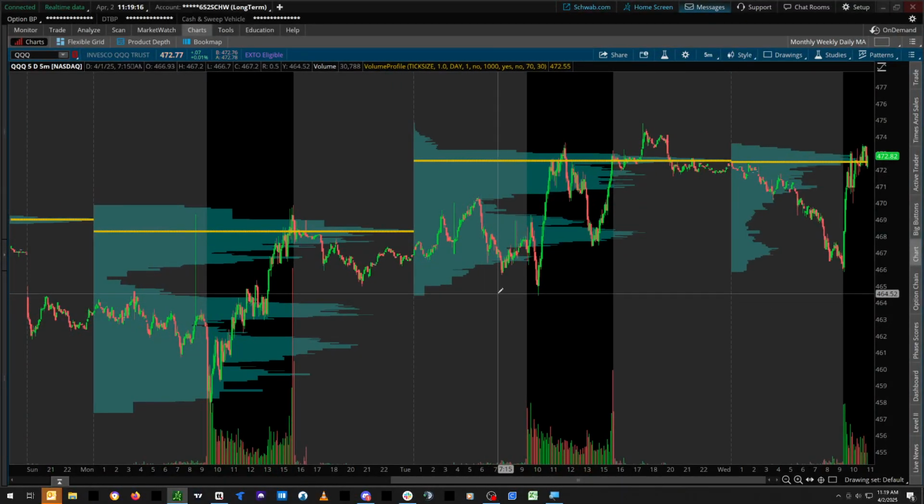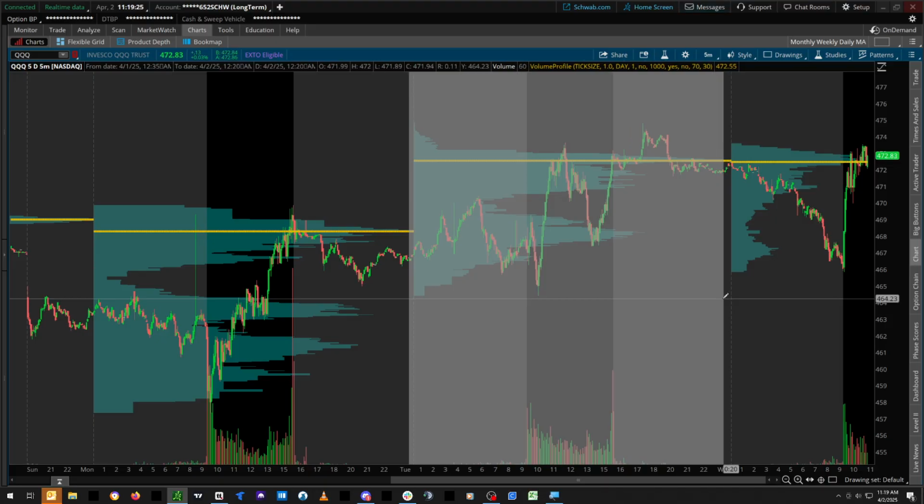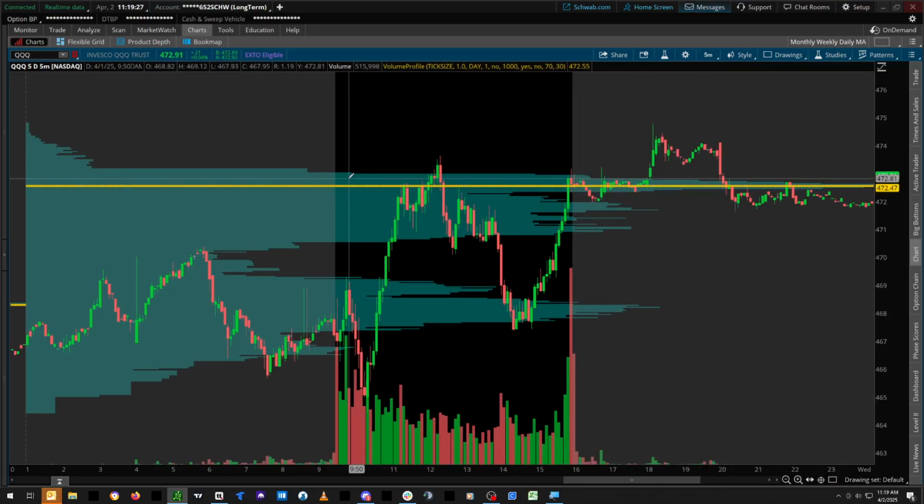Okay. Let's expand just this day right here. Now this blue area is called the value. Well, this is actually the volume profile broken down. This yellow line is the definitive total winner. But these other lines show you the second place, third place, fourth place, and so on, if you will.